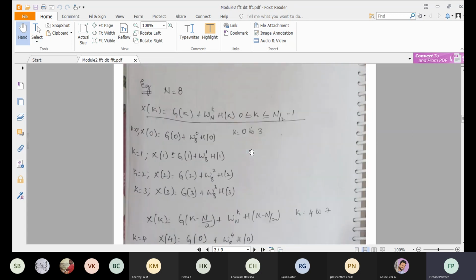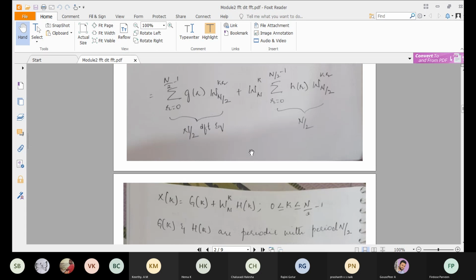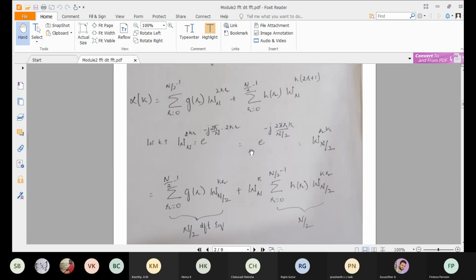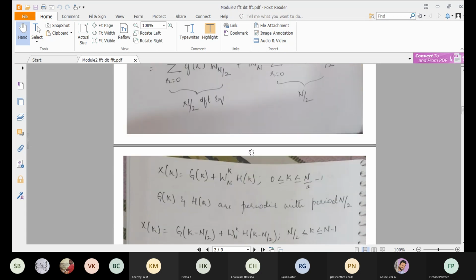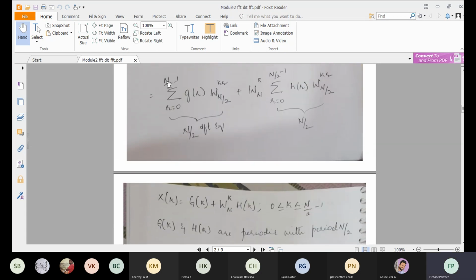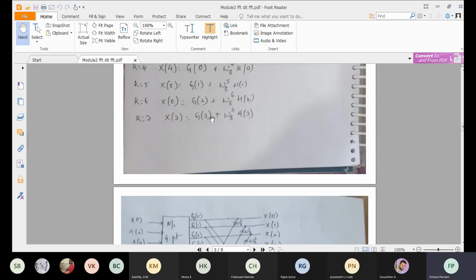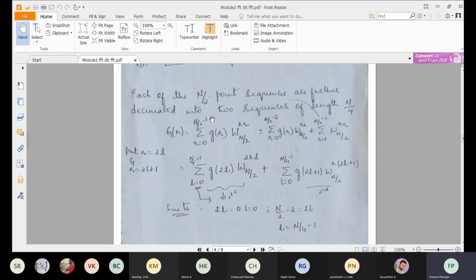What is g of k? That is this one. We have written here again. What is your g of k? It is nothing but summation r equal to 0 to n by 2 minus 1, g of r, W n by 2 to the power of k r. Again this we will divide into two parts, that is odd and even. Again we will do it in the same way as we have done previously.